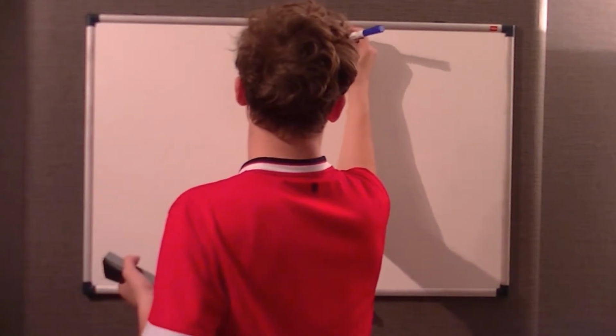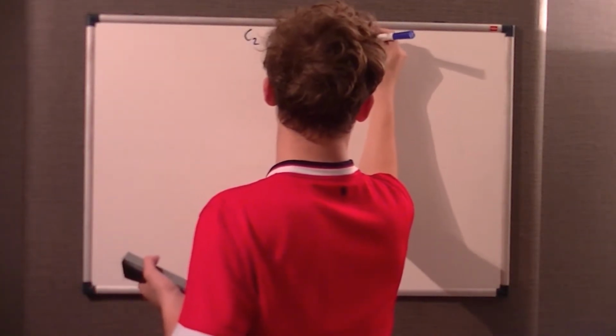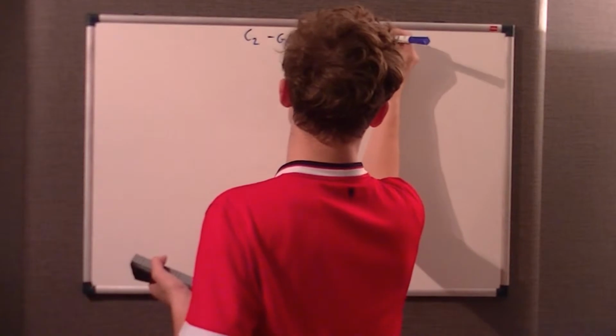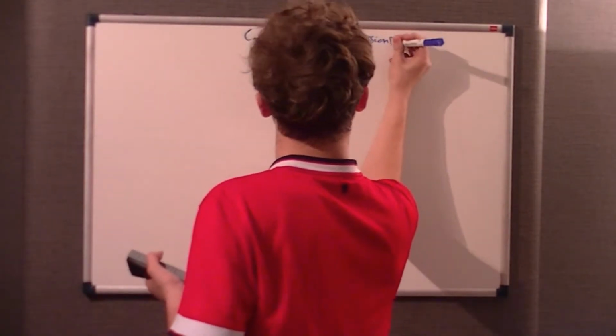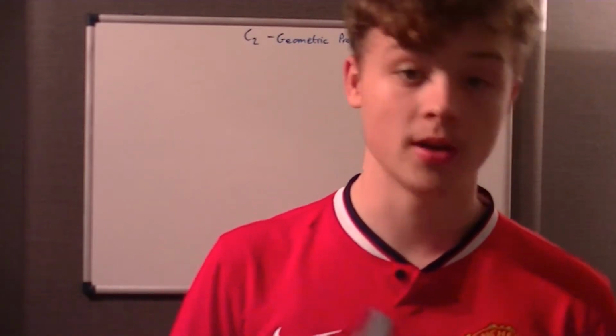What we're going to be doing in C2 is geometric progressions. You may be going, what are geometric progressions? Well, you know like the nth term, where you had a number going up by a certain amount, say plus 2, plus 2, plus 2, and you use something like 3n plus 2 as the sequence. That's sort of year 7 stuff.